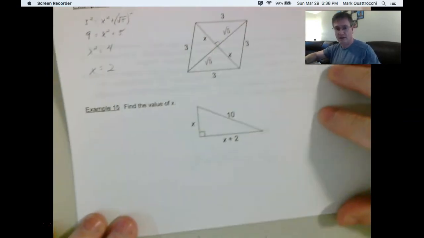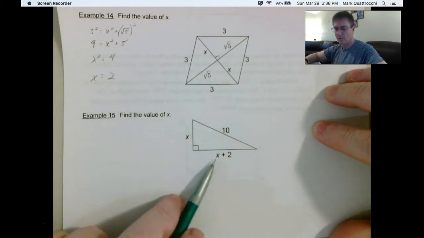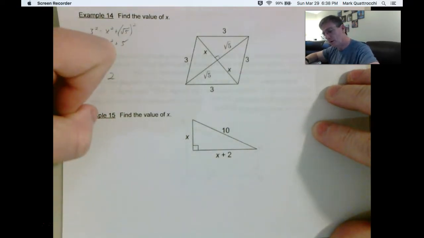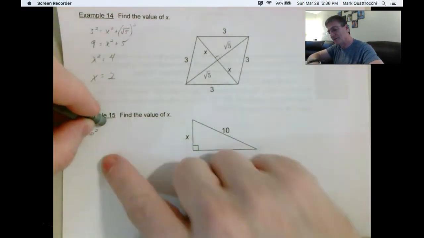Find the value of x in problem number 15. So it's going to involve a little bit more algebra. 100 squared, I'm sorry, 10 squared, I jumped the gun.